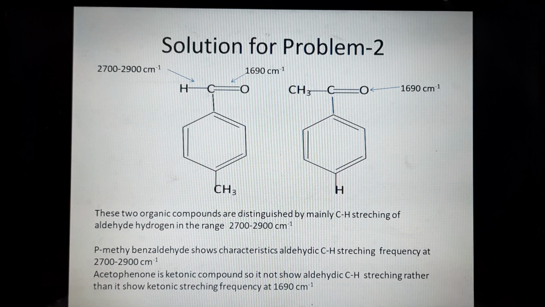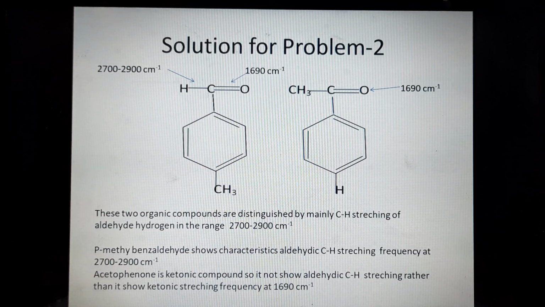The aldehyde group shows CH stretching frequency in the range of 2700 to 2900 per centimeter, while acetophenone has a ketonic functional group. Due to this, the aldehydic stretching frequency is absent in acetophenone. In the examination you should only write the distinguishing frequencies. The same frequencies in both should not be written in your examination.